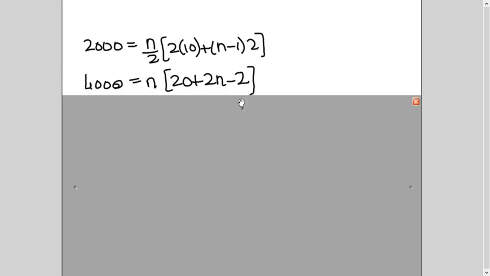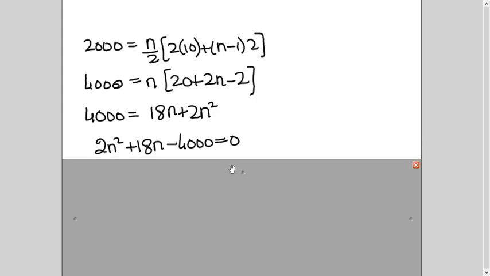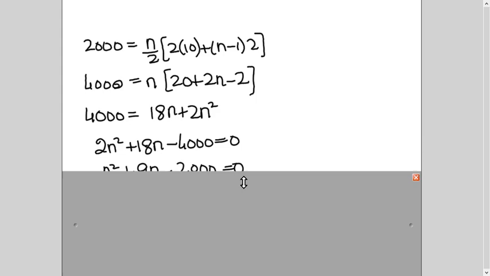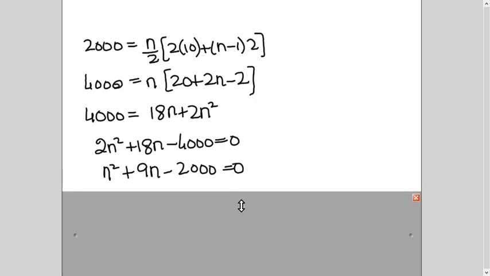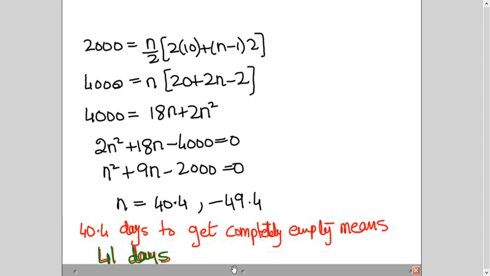So now simply solve the equation. Cross multiply first of all, and then open the bracket. It is a quadratic equation. Then solve quadratic equation. N here is representing number of days, right? So now when you solve this equation, you get one value is 40.4, other is minus 49.4. So of course this is not possible, so it will take 41 days to completely empty the tank.